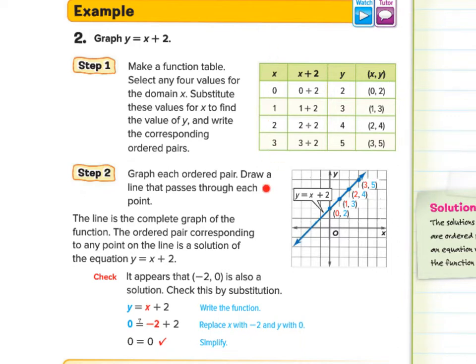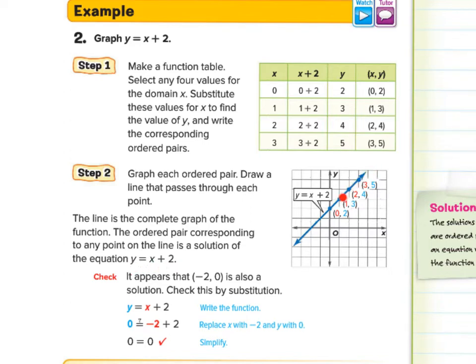We choose any random x, we add it to the rule, we get our output, our y, and then we have our ordered pairs so that we can graph. Graph each ordered pair. Draw a line that passes through each point. Okay, once we have that, we know that this can continue, if we continue this pattern, infinitely in either direction. The line is the complete graph of the function. The ordered pair corresponding to any point on the line is a solution of the equation y equals 2x plus 2.